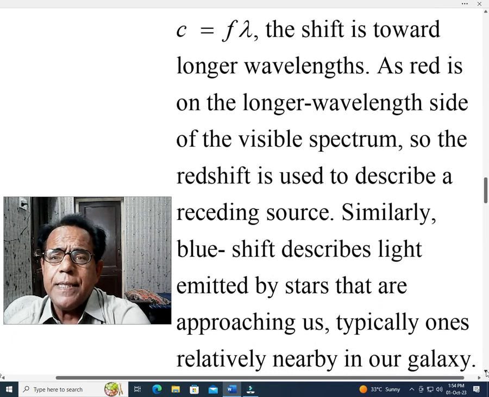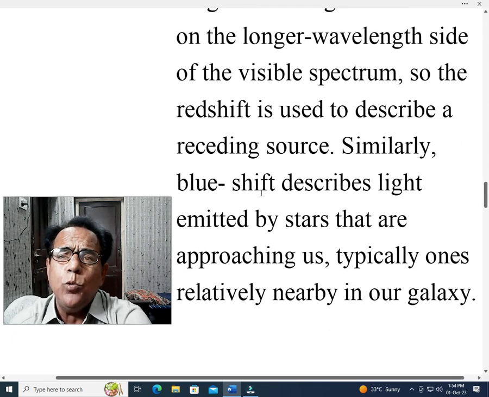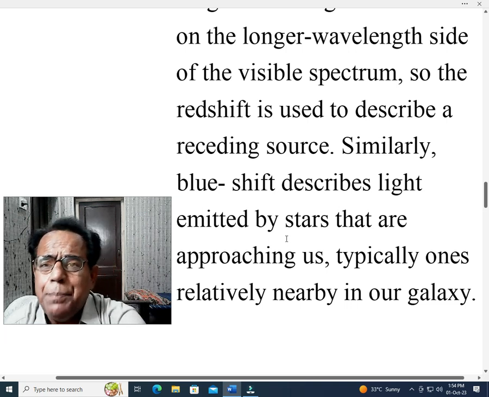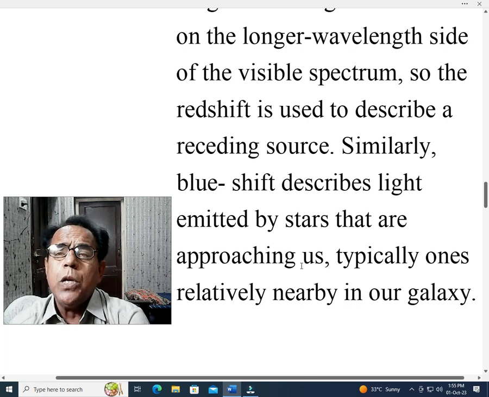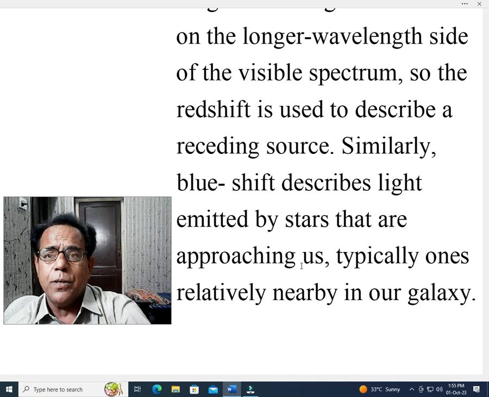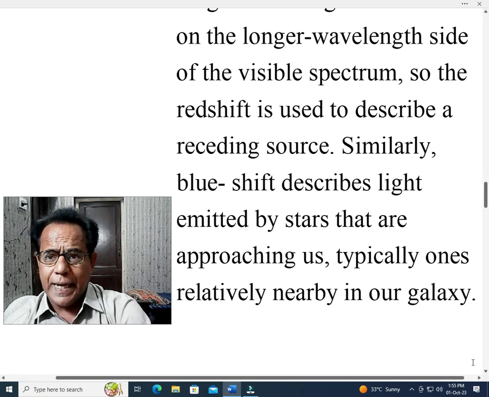Similarly, blue shift describes light emitted by stars that are approaching us. For approaching us it is blue, while for far receding it is red, typically ones relatively nearby in our galaxy.